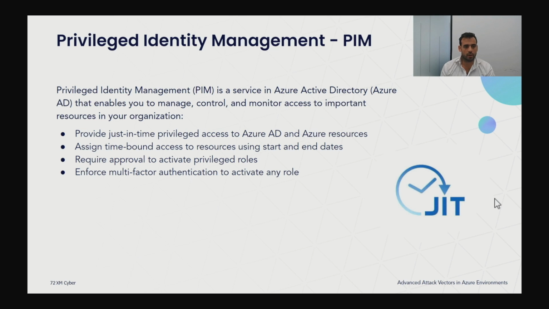Next, we have a type of service called PIM. PIM is a service that is deployed in Azure Active Directory and Azure Resource Manager. It helps you manage, control, and monitor access to important resources or roles in your organization. It provides just-in-time privileged access to Azure AD and Azure resources, time-bound access to resources using start and end dates, requires approval to activate a privileged role, and enforces multi-factor authentication to activate any role.